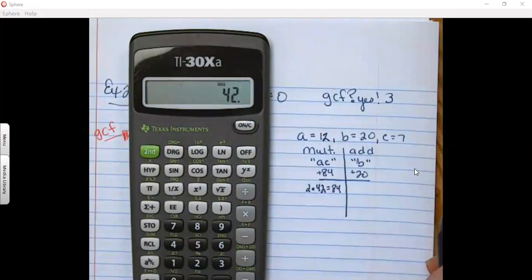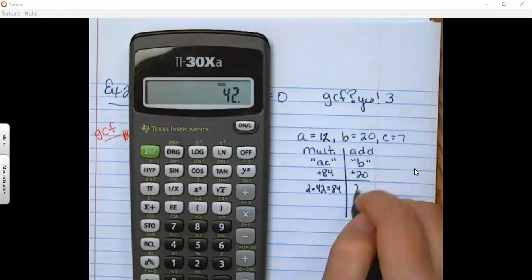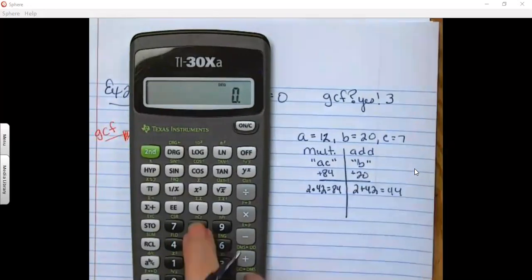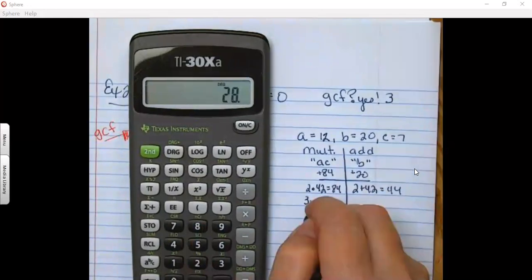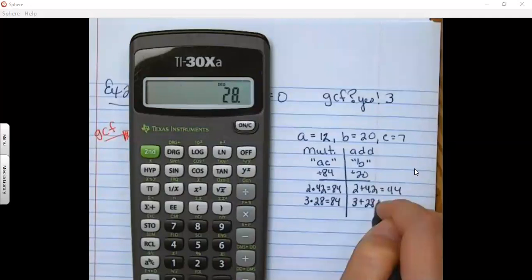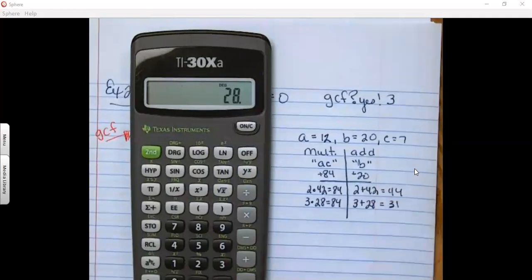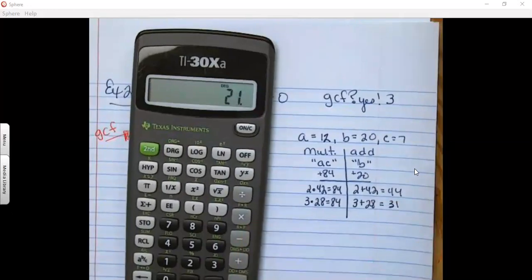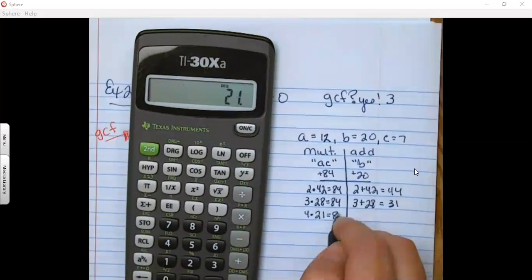Well, what's 2 plus 42? So that's not going to work. Okay, let's see. 84 divided by 3 is 28. So that means 3 times 28 is 84. But what's 3 plus 28? 31. That's not going to work. All right, 84 divided by 4 is 21. That means 4 times 21 is 84. But 4 plus 21 is 25.